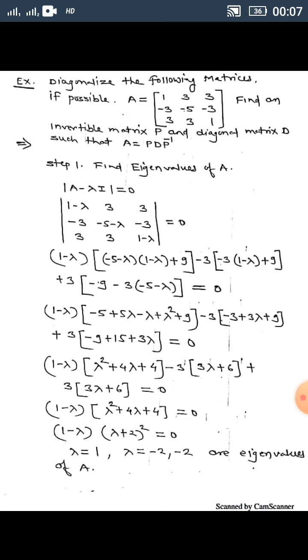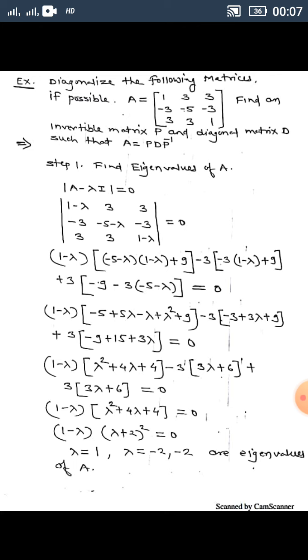Step 1. Find the eigenvalues of A. Determinant of A minus lambda I is equal to 0 is the characteristic equation. So we subtract lambda from the diagonal elements. 1 minus lambda, 3, 3; minus 3, minus 5 minus lambda, minus 3; 3, 3, 1 minus lambda, is equal to 0. Now we take the determinant. Determinant is nothing but plus, minus, plus, because first takes the plus, second minus, third plus in the determinant.